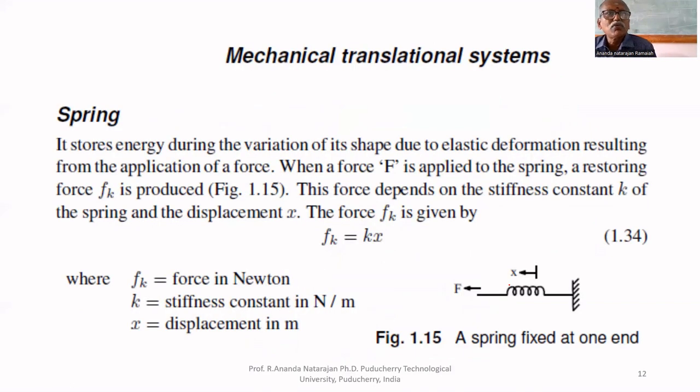We have seen how to obtain the mathematical model of an electrical system. Now, let us see the mathematical model of a mechanical system. This is called the mathematical model of a translational mechanical system.